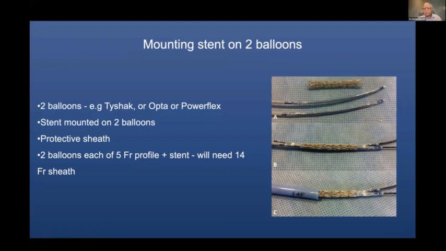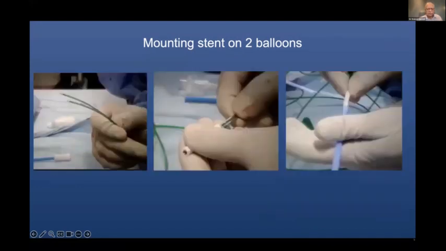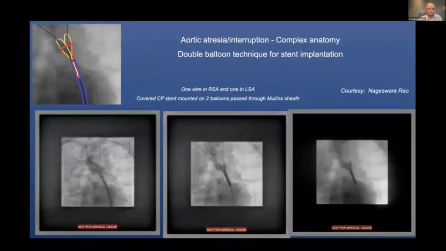Here's an actual picture of two balloons with a stent mounted on the two balloons over the two guide wires, and then you work out what French sheath will be required. Just some more pictures of the mounting of the two balloons.